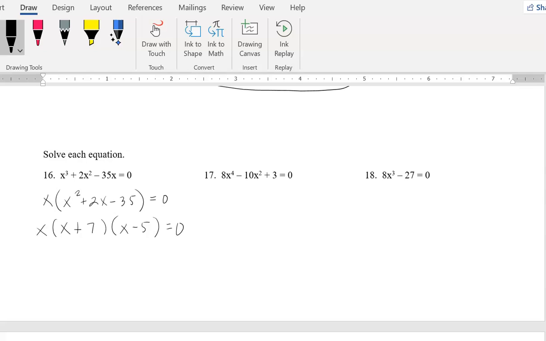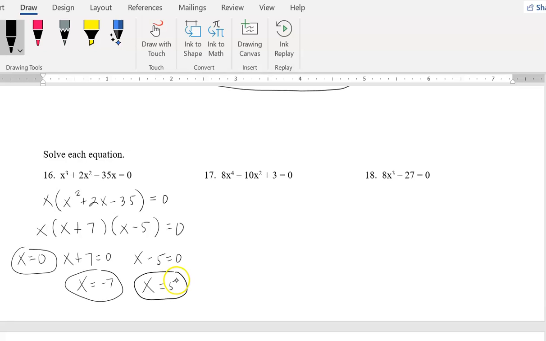And so I'm looking for 3 solutions altogether. So just take each of your separate factors, set them equal to 0, and that will help you with your solution. So 0, negative 7, and positive 5.